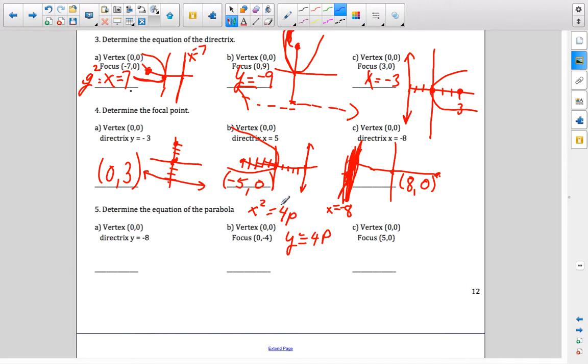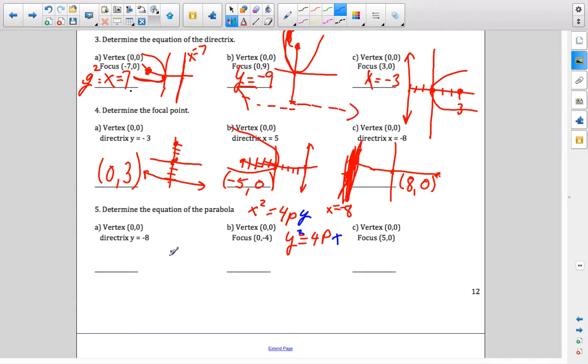And when we have x squared equals 4p something, it's 4py. And when we have y squared equals 4p something, it equals 4px. Now, much better. Okay, so if I have a vertex of (0, 0) and a directrix of -8, that means my line is y equals -8.